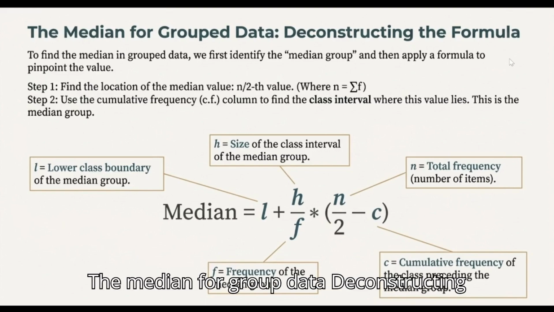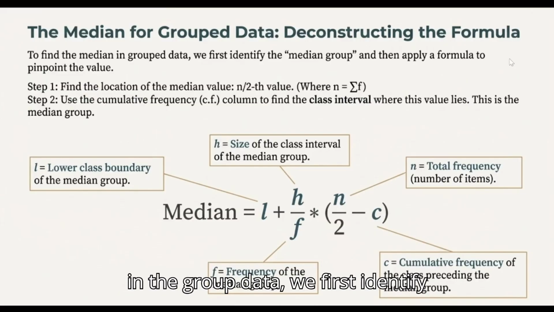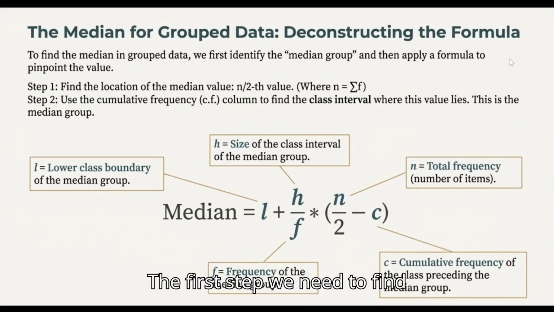The median for grouped data, deconstructing our formula. To find the median in grouped data, we first identify our median group and then we can apply a formula to pinpoint the value. The first step, we need to find the location of the median value. So we will use the formula n divided by 2. This will show us the position.